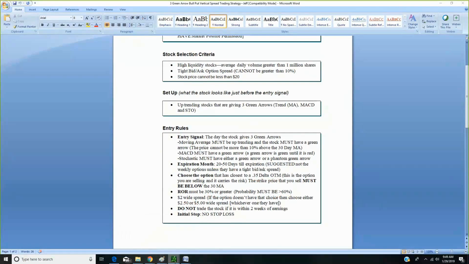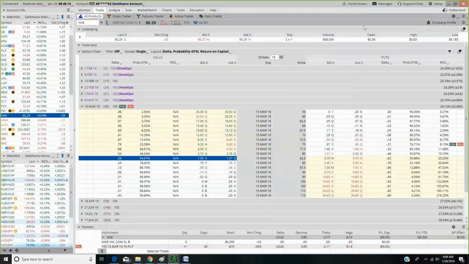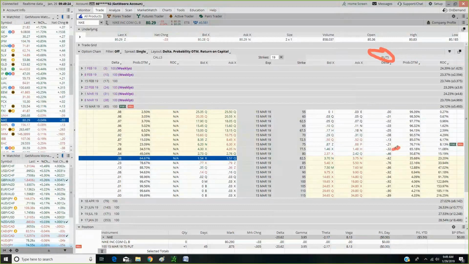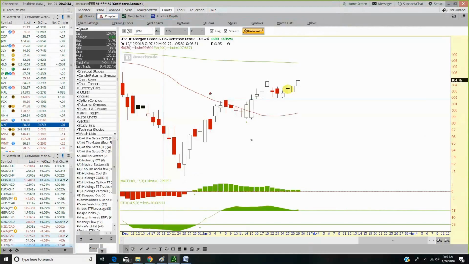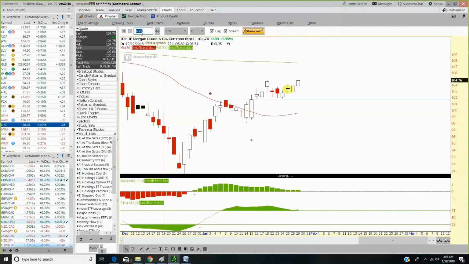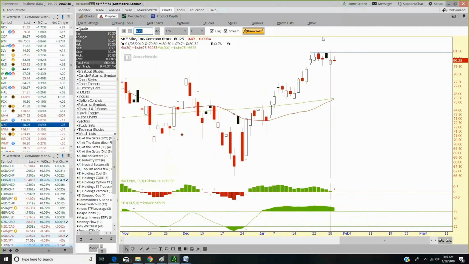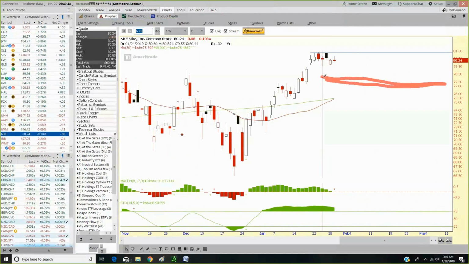So here, Nike, I would say, okay, here's the put side. I'm looking for a 35 delta or closest to a 35 delta. That's right here, okay? So that's the 77.5 strike. What I want to do is look at the chart, Nike, and say, okay, where is that 77.5? That's about here. So we want to see if it's below support, okay, or the 30-day moving average.